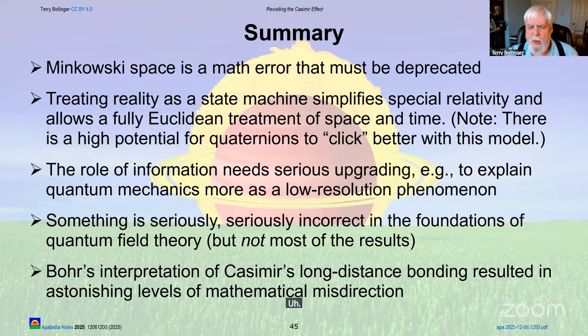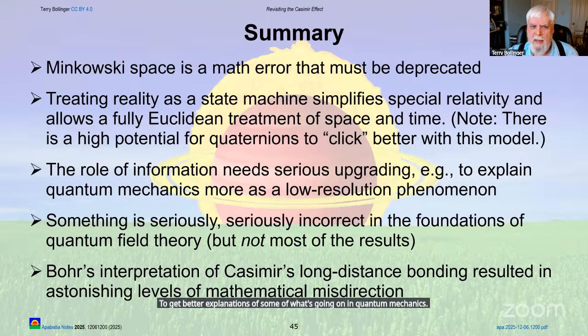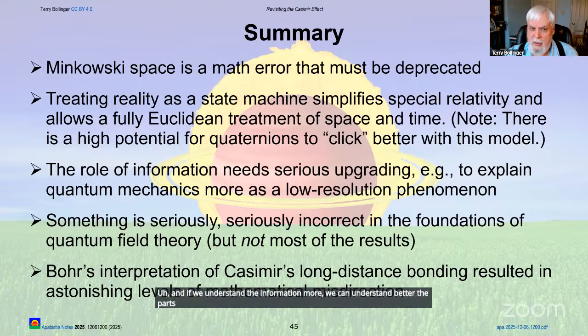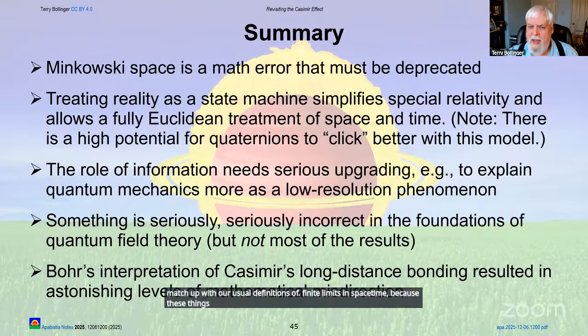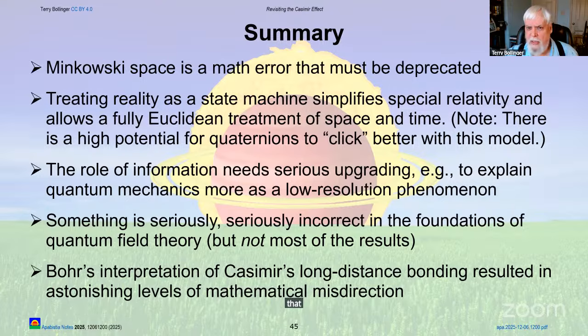We need to recognize the role of information and the finite nature of information much more precisely to get better explanations of some of what's going on in quantum mechanics. And if we understand the information more, we can understand better the parts that don't match up with our usual definitions of finite limits in spacetime, because these things are interacting in some fashion that defies our usual definitions of finite time. Information is the quantity that places us into a finite universe and makes this state machine possible.